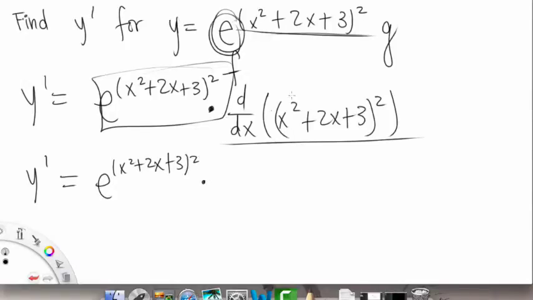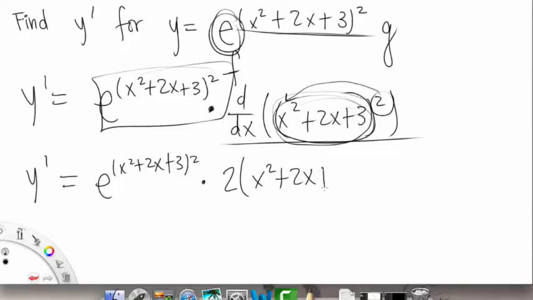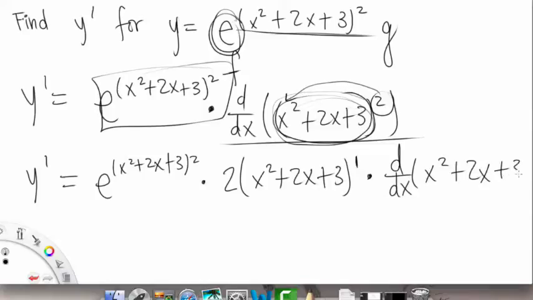And then times, so here again, see how this is a little bit different, because we actually have to apply the chain rule one more time. The outside function is something being squared, and the inside function is that something. So we bring this exponent down in front to differentiate it: 2 times (x squared plus 2x plus 3). Then we're left with the 1 power there. And then we have to differentiate the inside function, the very innermost one, so d/dx of x squared plus 2x plus 3.